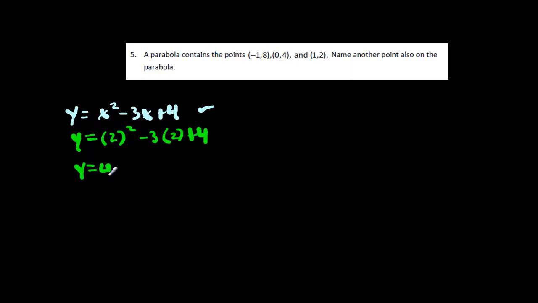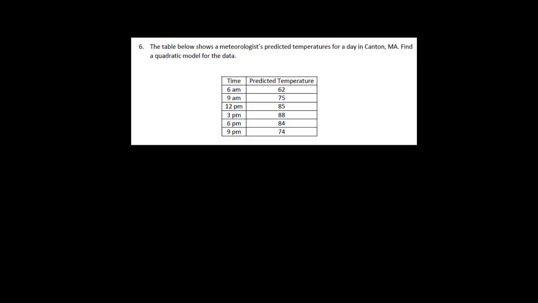So y equals 4 minus 6 plus 4. So 8 minus 6 is 2. So we have the point 2 comma 2. That's also on the parabola. You could stick any point that you want, and that would be sufficient for this problem, what they're asking for.